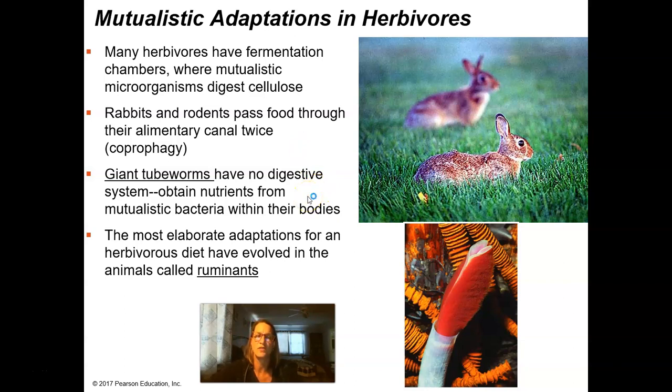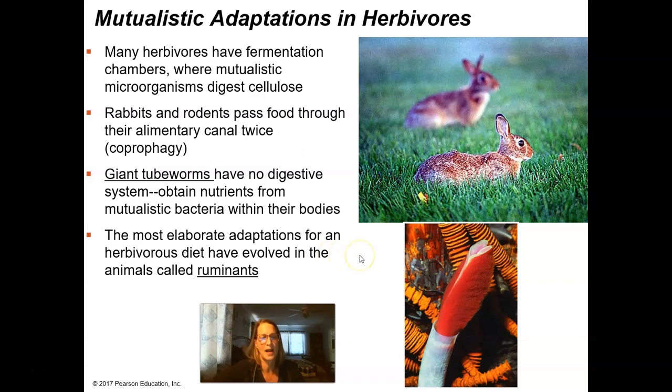Another organism, these are not mammals at all. They're not even vertebrates. They are invertebrates, but giant tube worms. Tube worms have no digestive system at all, and so all of their digestion is done by their mutualistic bacteria that live within their bodies. So they ingest the food, and then the bacteria inside their body do all the digestion, and then they are able to absorb some of the nutrients through their bodies. But they can't do the digestion themselves. They have to rely on mutualistic bacteria in order for that to happen.